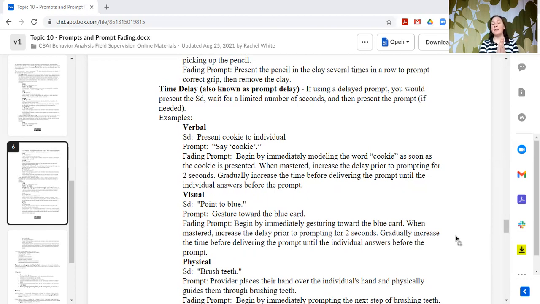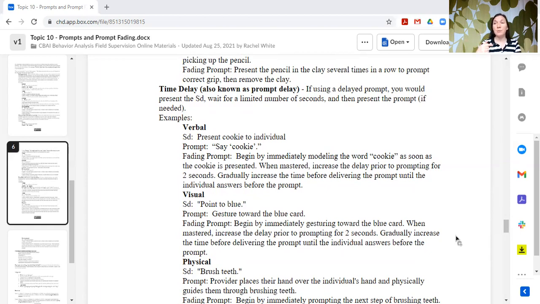So clap your hands. Great. Clap your hands. Wonderful. Clap your hands. Good job. So we've done like 3 in a row there that are 0 second time delay. Now, if I want to use time delay fading, I am going to gradually increase the latency between my future SD that I want to control the behavior and my prompt that I know controls the behavior.